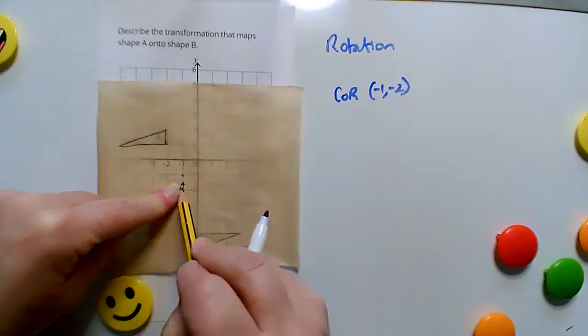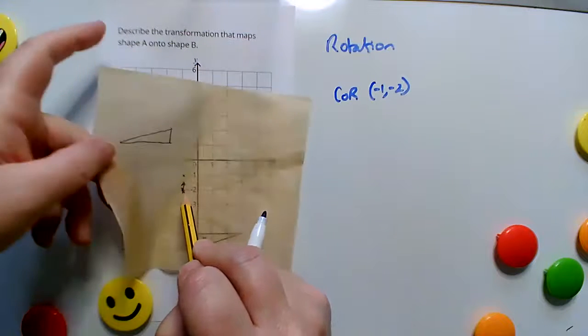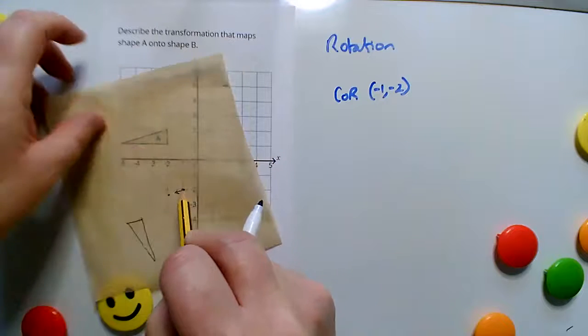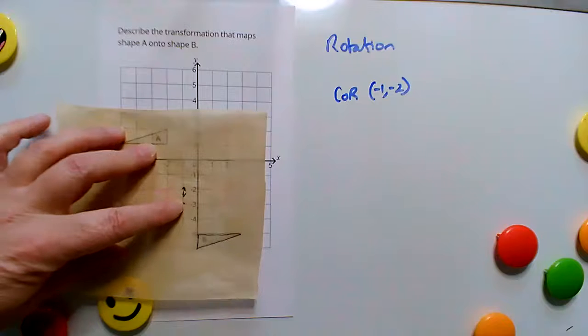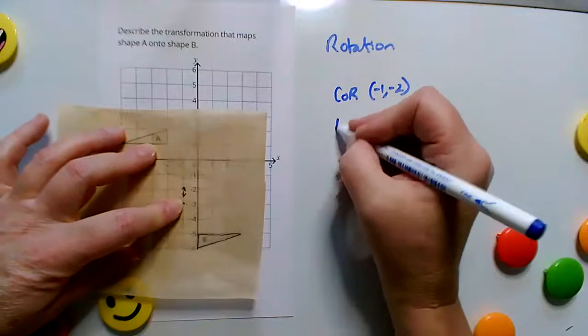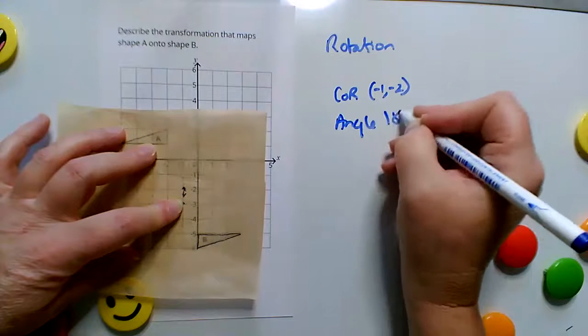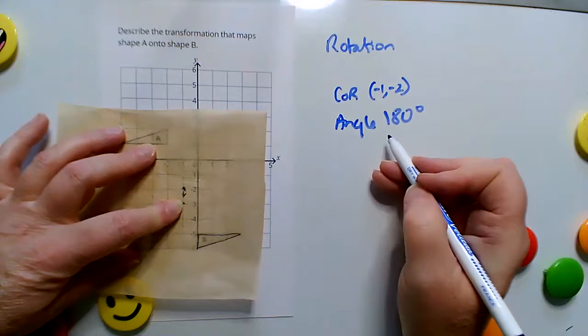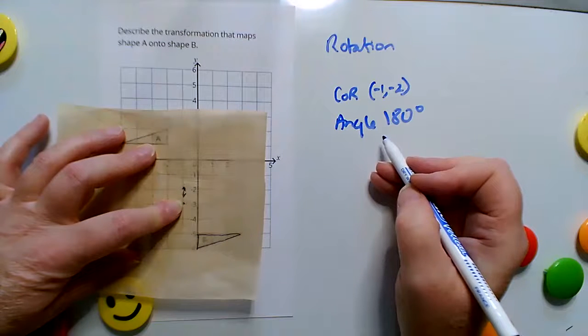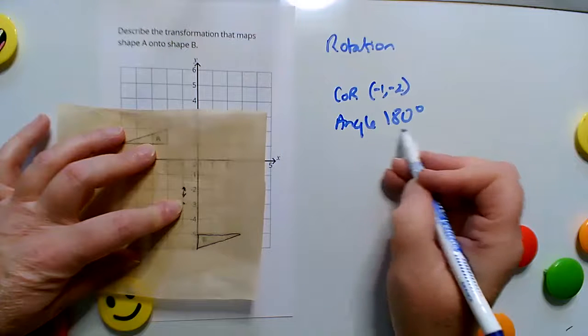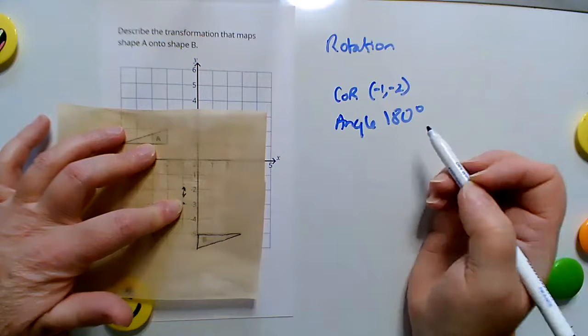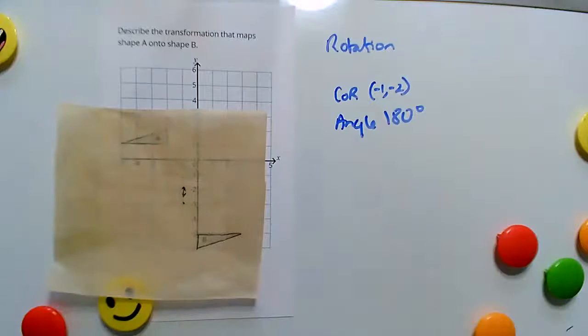Looking at the little arrow, when I spin this around, you'll see that as it maps over the other shape, the arrow is now pointing downwards. So the angle is 180 degrees. Now for 180 degrees, I don't need to give a direction. It doesn't matter if I go clockwise or anti-clockwise, a half turn will always get me to the same position. So for this example, I need the center of rotation and the angle of 180.